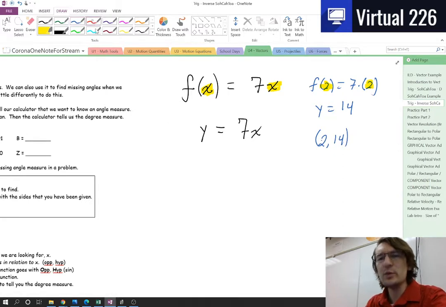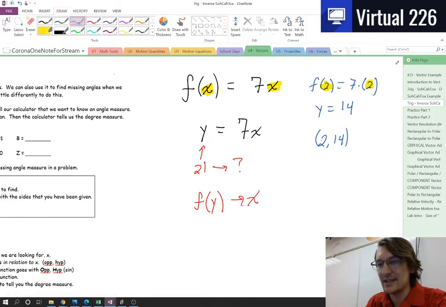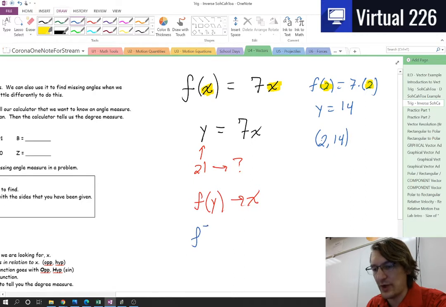Now, we could flip this. We could say, hey, if y equals 21, what does x equal then? Well, algebraically, we could easily do that. We could plug in 21 for y and then divide by 7. We'd find that x equals 3. But what we're actually doing here is setting up an inverse function. What we're saying here is on a function of y, we're going to get x. Or another way of writing this is the inverse function, or f to the negative 1.